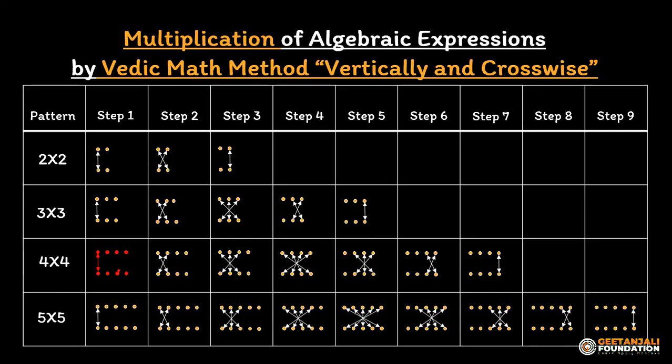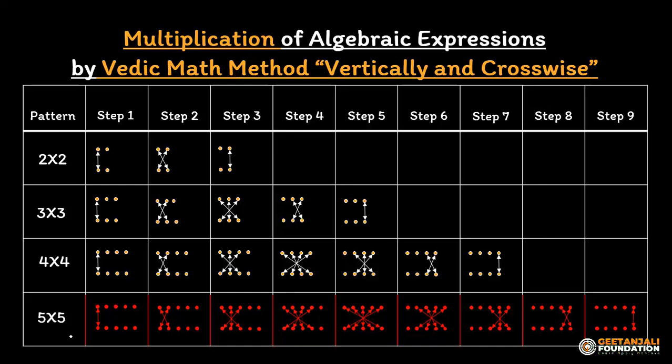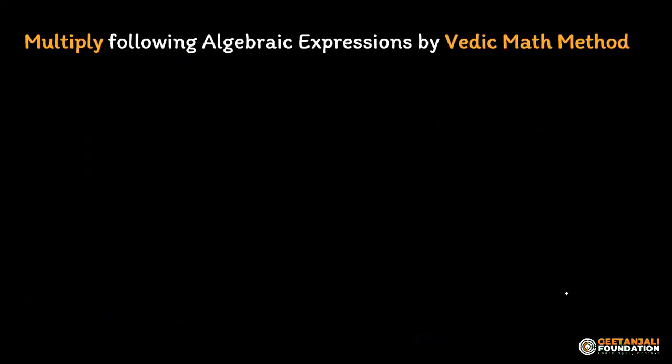Now suppose you have to multiply two quadrinomials. Quadrinomial means a four-termed polynomial. So this is the first quadrinomial, this is the second quadrinomial. You can follow these steps to multiply and write the result. Now if you have to multiply five-termed polynomials, you can follow these steps. Now let's see how we can apply these steps with the help of a few examples.